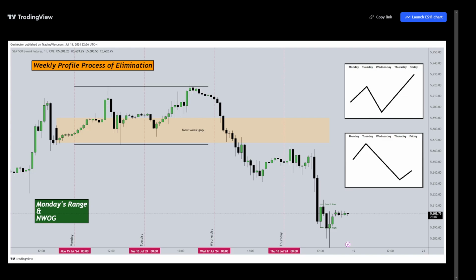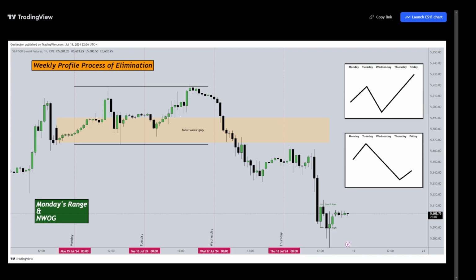Monday's range and a new week opening gap are key things to help with the process of elimination. Before we get into Thursday's trading, which is what we're going to review in this journal entry, we're looking back from Monday through Wednesday to try and determine what type of profile we have. Monday's range gives a Tuesday high. That wick numerically is higher than the high of Monday, so Tuesday high.